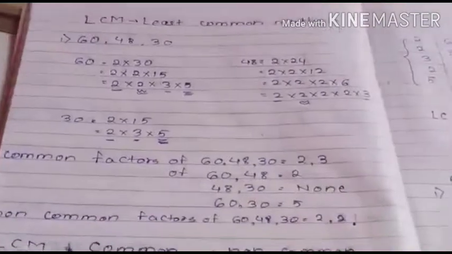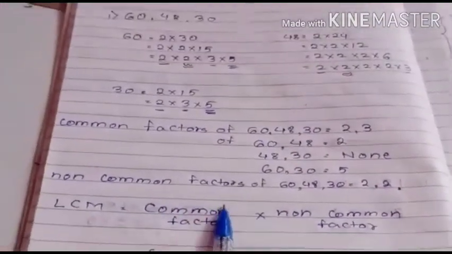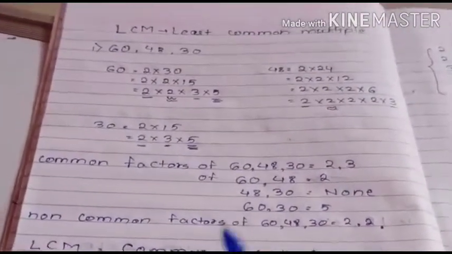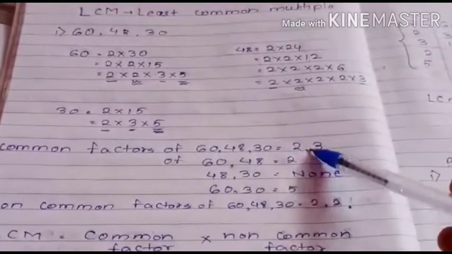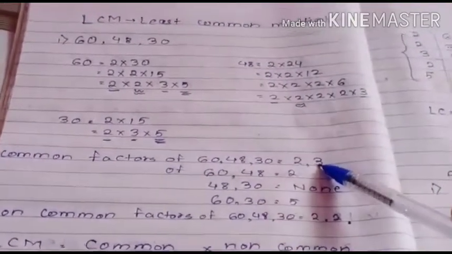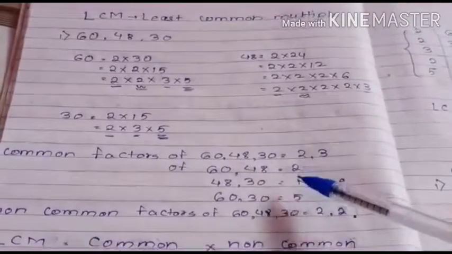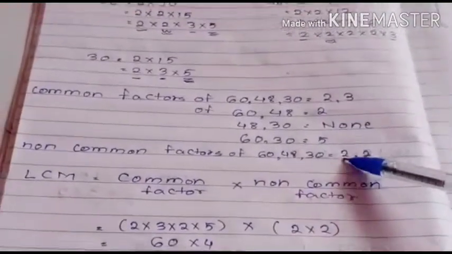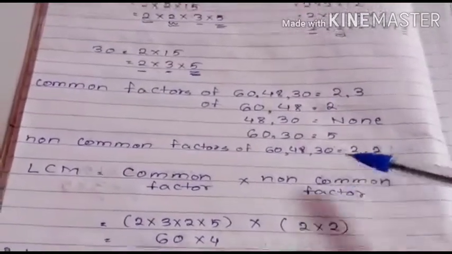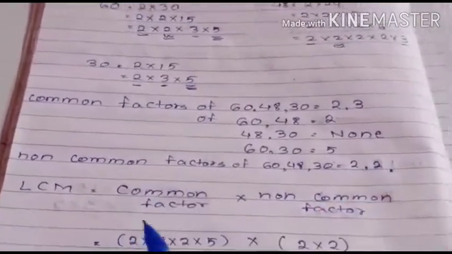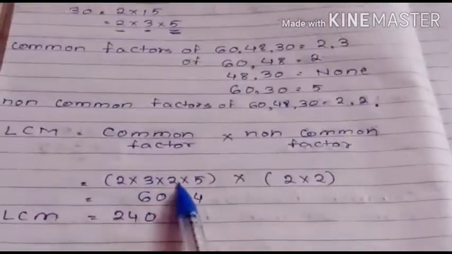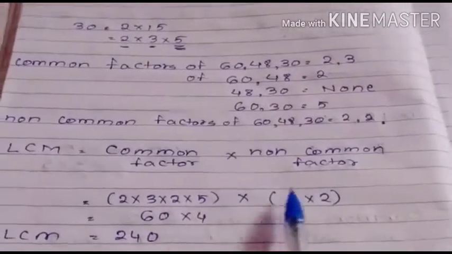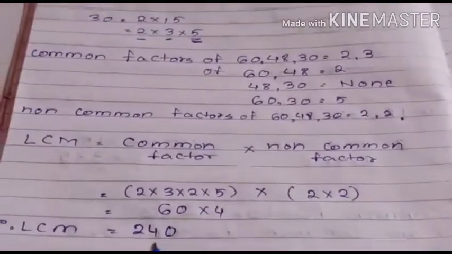Clear? Now LCM means what? Common and non-common. So which are the common? All of this will come as common. So 2 multiplied by 3, multiplied by 2, multiplied by 5. And which are non-common? Only 2 multiplied by 2. 3 2s are 6, 6 2s are 12, 12 5s are 60. 2 2s are 4. My answer will come 240.